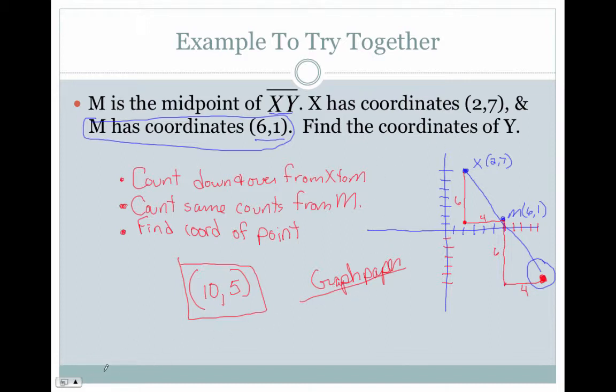Okay, and I think you have that graph on yours. I'll take a look and make sure. Yeah, I gave you a little graph, so you should be able to count much better than me.